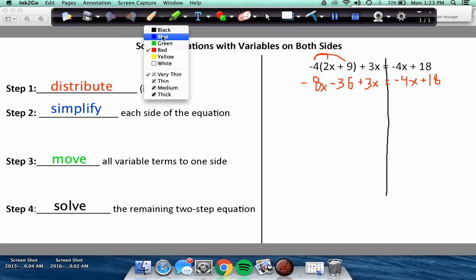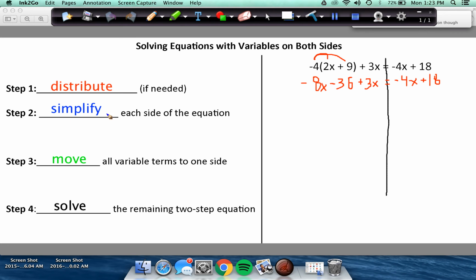Let me go ahead and switch to my blue. So I'm going to simplify each side of this equation. What I mean by that is to look on each side of the equation and ask yourself, are there terms that I can combine? If you look on this side, we've got negative 8x minus 36 plus 3x. There are two terms that are friends. We've got this negative 8x and this positive 3x. We can combine those terms because they're friends.